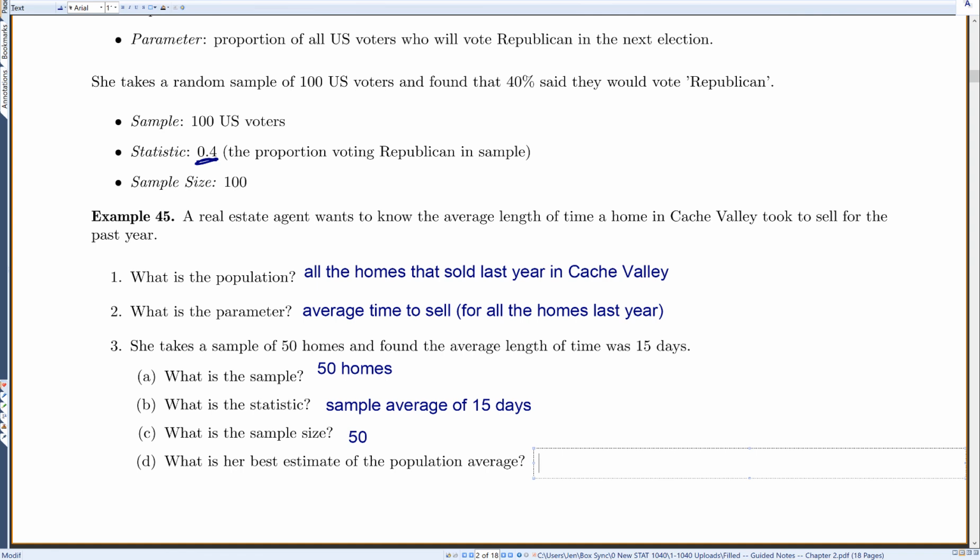Well, it makes sense to me that my best estimate of the population average would be the sample average, so 15 days. Now there is more to that. We're going to learn later how to do things like find confidence intervals and how to be more accurate or more precise in our estimates. But for now, the best estimate I have of the population average is that it'll probably be about 15 days.